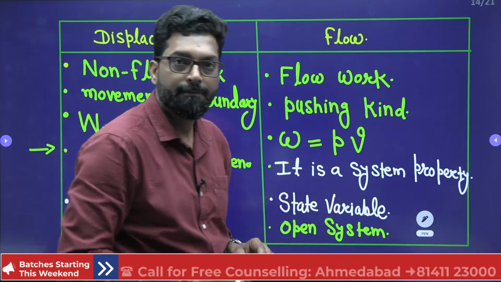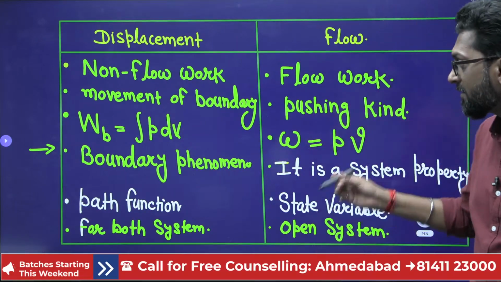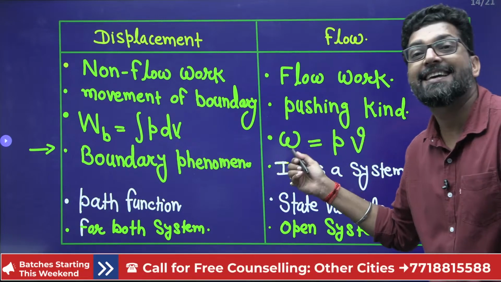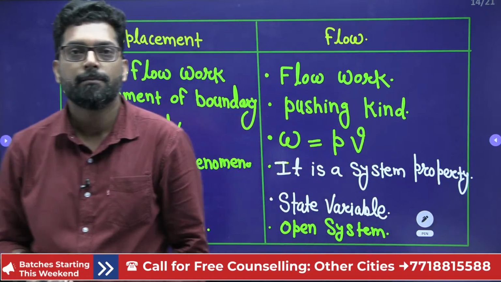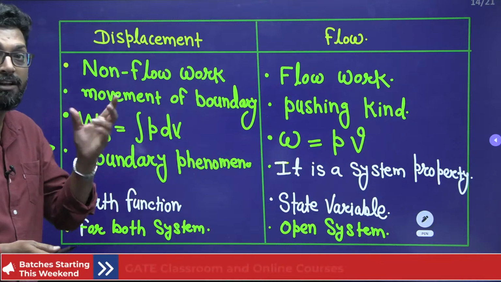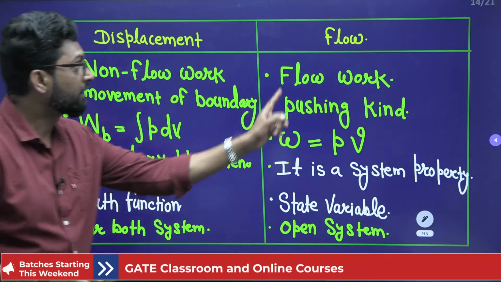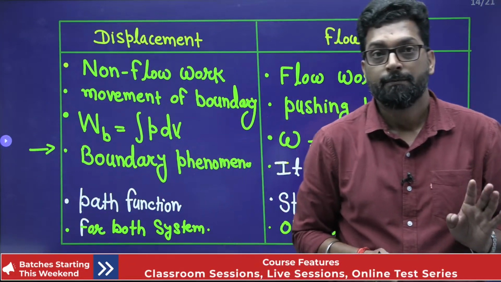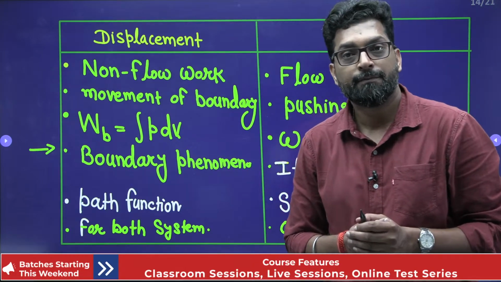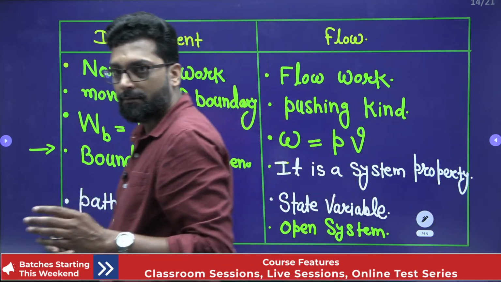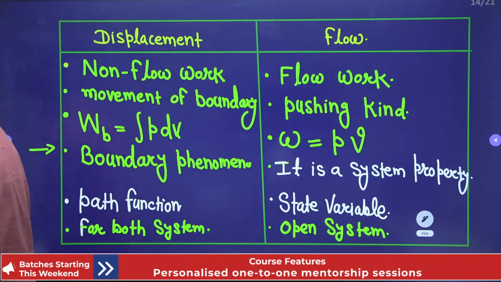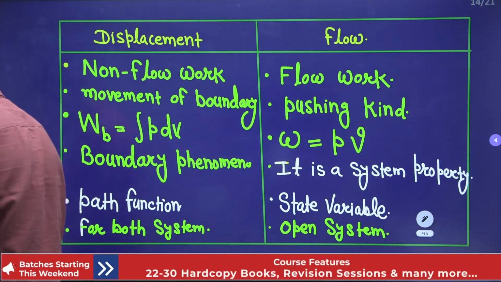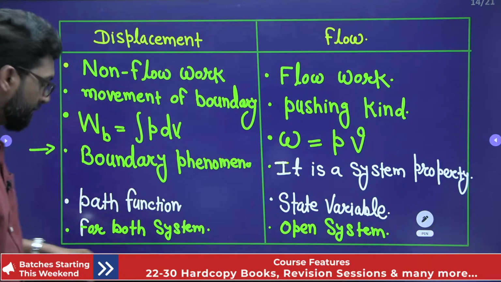Is it clear? That means we calculate the flow work as a specific term, and this we will not calculate as a specific term. Boundary work is never a specific work, but the flow work is a specific work, and specific things are properties. Is it clear? Okay. Now we will solve some numerical problems so that you have much more confidence about that. Okay. Next.